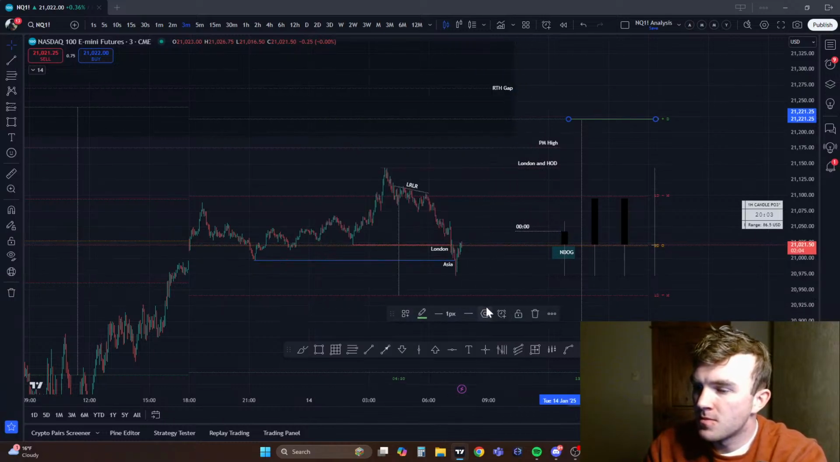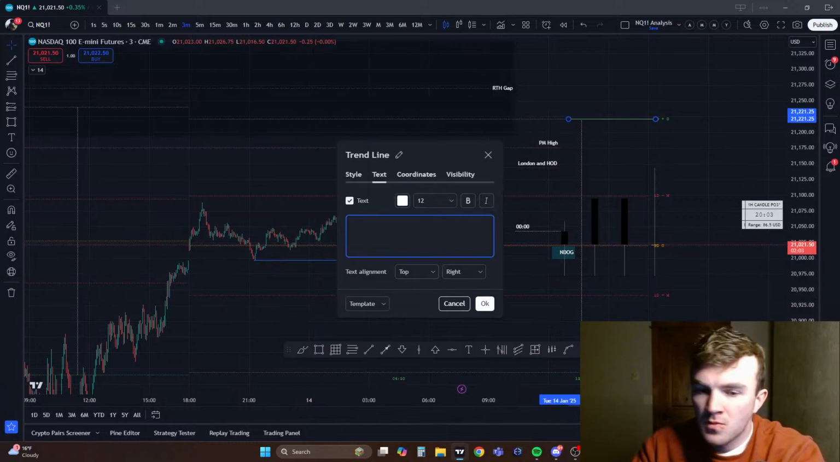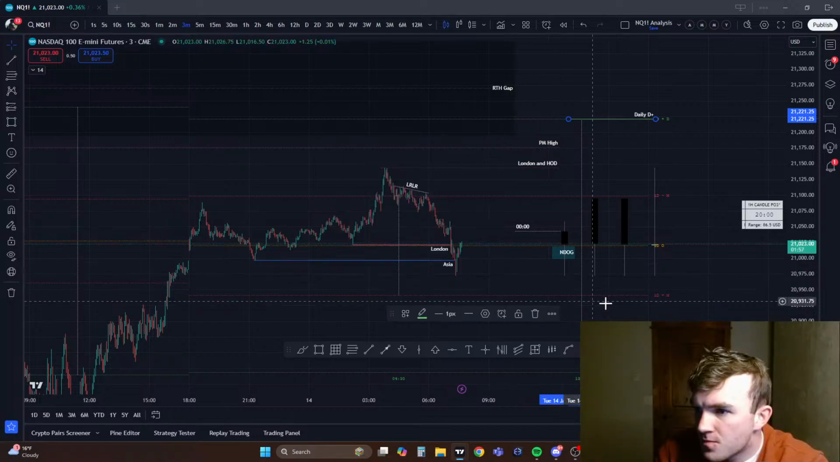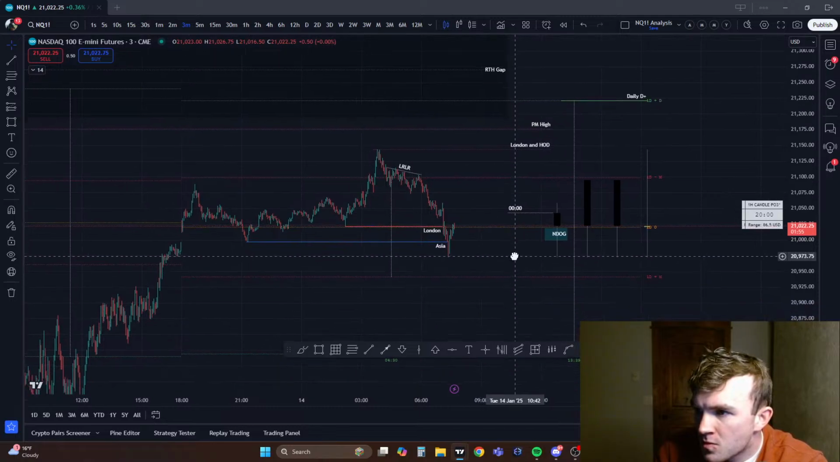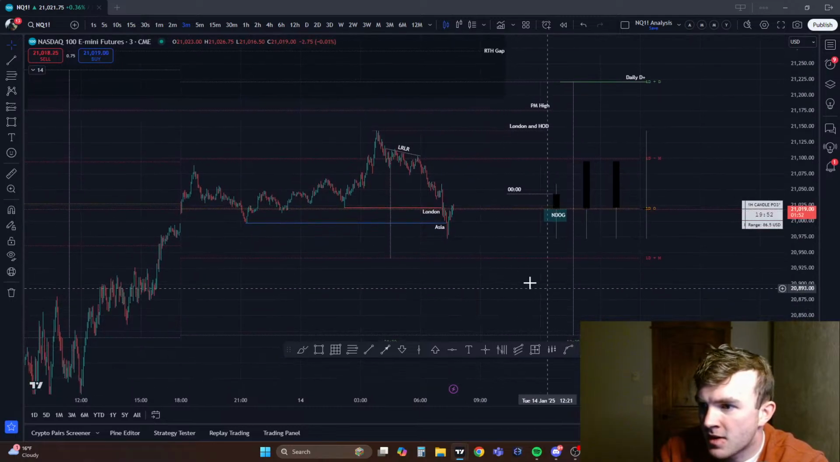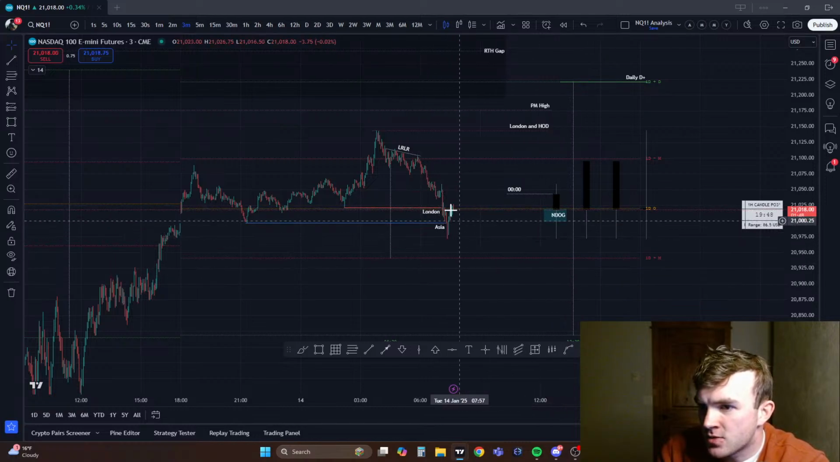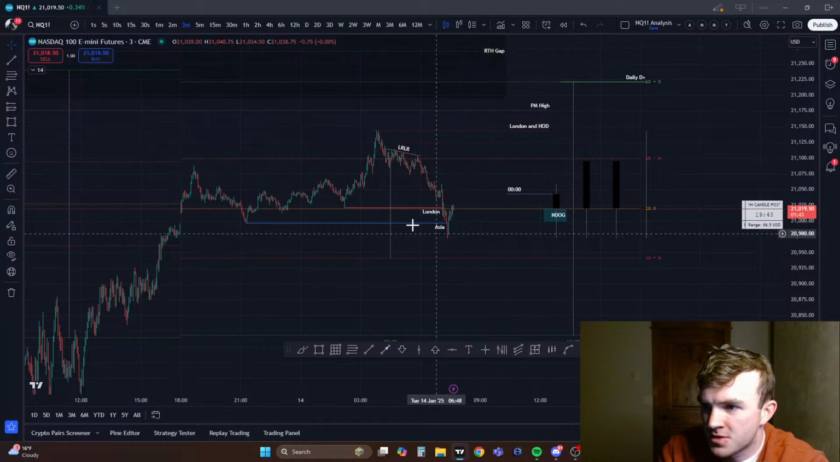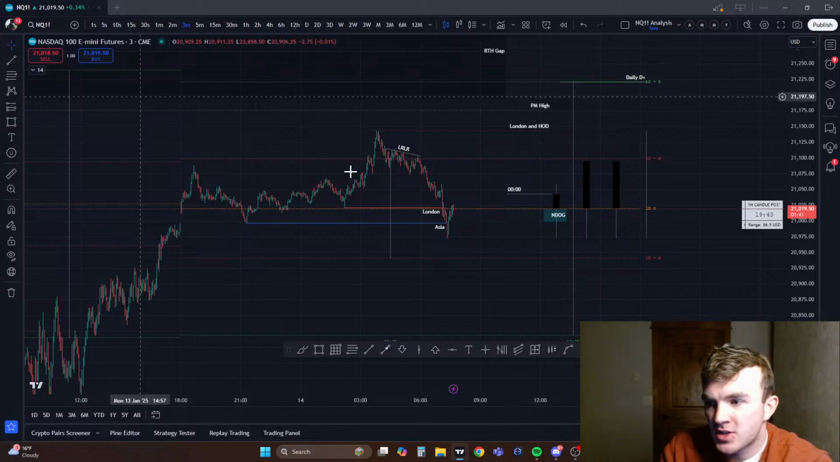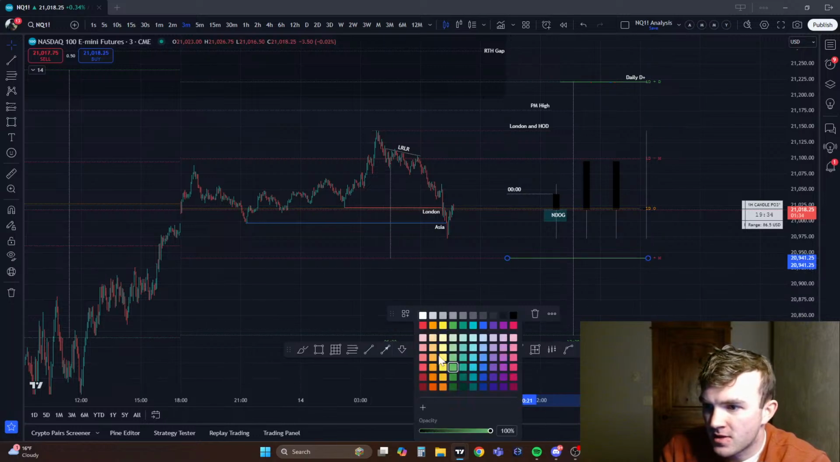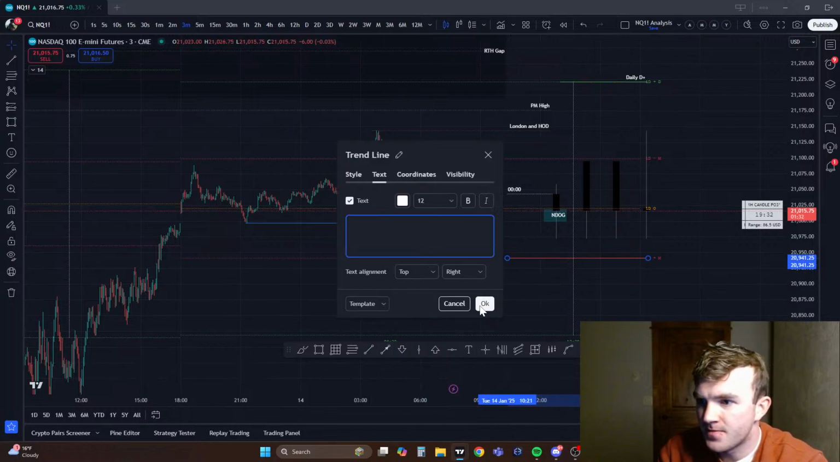Whoops. I'm just gonna mark out what I think is relevant, and right now, I personally, with having swept Asia and London, I'm bullish. I'm not gonna mark out the bearish levels. So, if that changes, then I will mark them out. But right now, I'm just marking out what I see as relevant because I don't want to mark out everything.